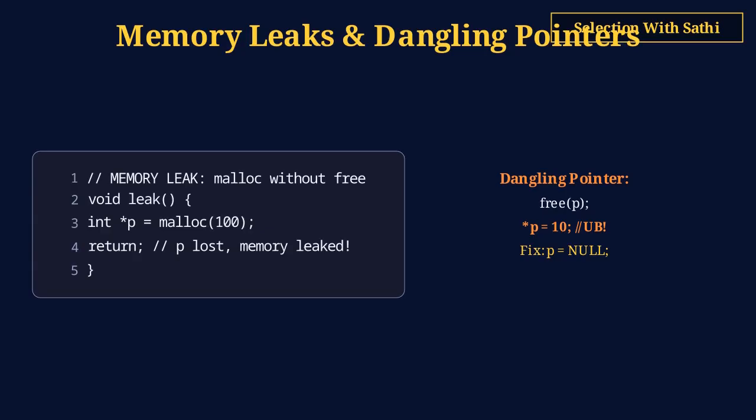Double free means calling free on the same pointer twice. This corrupts the heap data structures. Best practice: after calling free on a pointer, immediately set it to null. This way, if you accidentally dereference it, you get a clean crash instead of silent corruption.